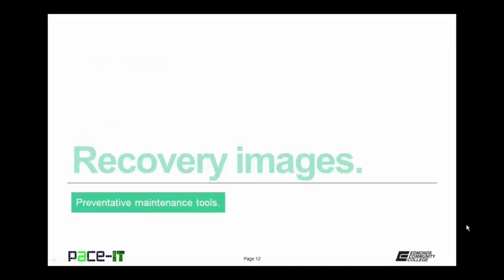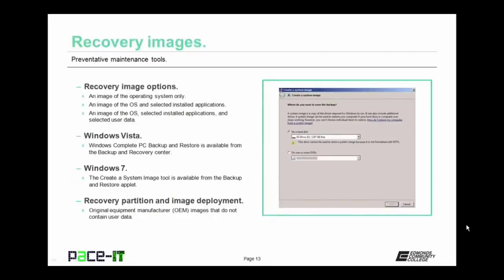Now let's talk about recovery images. A recovery image contains an image of the operating system. It can contain images of all of the installed applications and all of the user's data. The ability to easily create a recovery image was introduced in Windows Vista with the Complete PC Backup and Restore utility, and it's available from the Backup and Recovery Center. Windows 7 changed things just a little bit. The utility is now called Create a System Image and is available from the Backup and Restore applet.